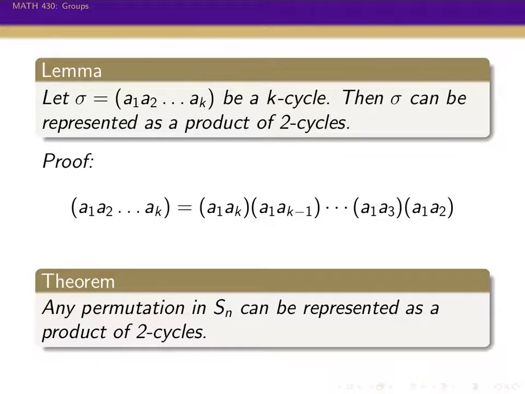Now, the one thing to note is that once we get things down into 2 cycles, we're no longer getting disjointness in general. In general, when you break it down into 2 cycles, you can see in this one, A1 is popping up all over the place. So these are not commuting with each other. The order in which these 2 cycles are in is very important.